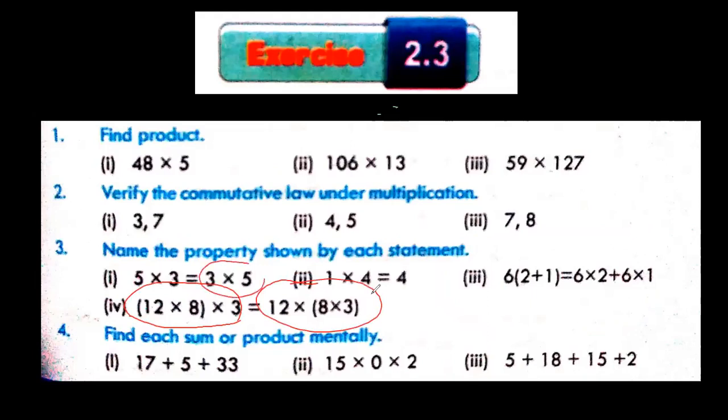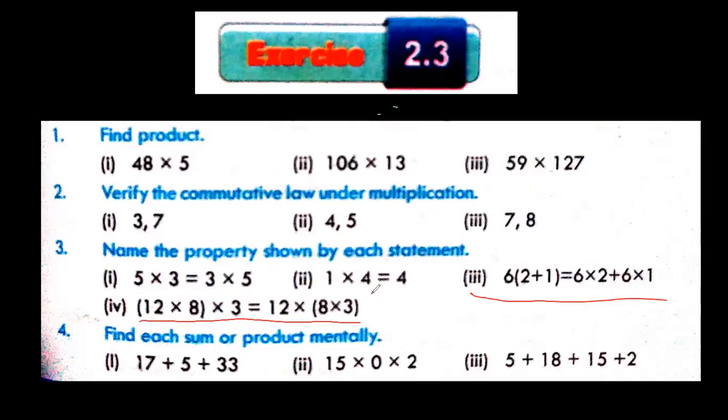2 elements property is known as commutative, and 3 elements property is known as, but the sign must be the same, associative. This is known as the associative property. Okay. And here, the third one, this property is distributive. How does distributive work? See, the signs are not the same.